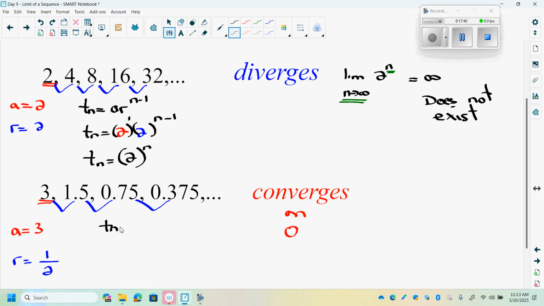Tn is going to equal 3 times a half to the power of n minus 1. I could say the limit as n approaches infinity of 3 times 1/2 to the power of n minus 1. What's that going to equal?